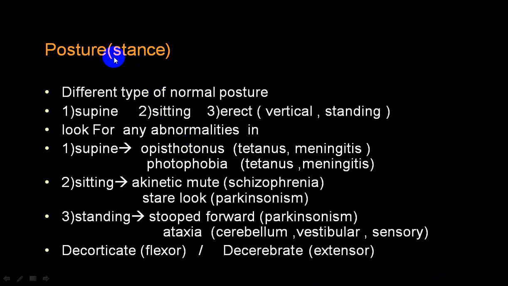So normal posture, when a person acquires a supine, we call supine posture. If he's in the sitting, we call sitting posture, or we call erect posture, or we use the word standing or vertical. Whenever he's acquiring this particular posture, you look for any abnormality in that posture, say in supine posture, if there is an opisthotonus, meaning the spine is curved back because of spasm of paraspinal muscles. This is called opisthotonus, which will be very commonly seen in tetanus and meningitis.